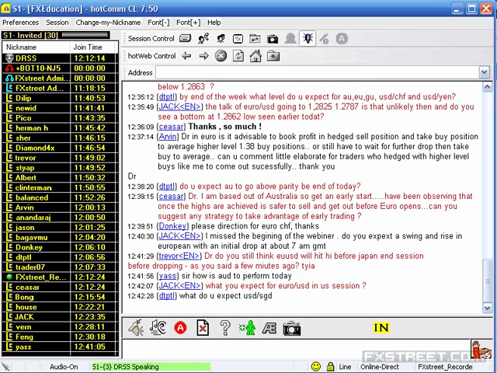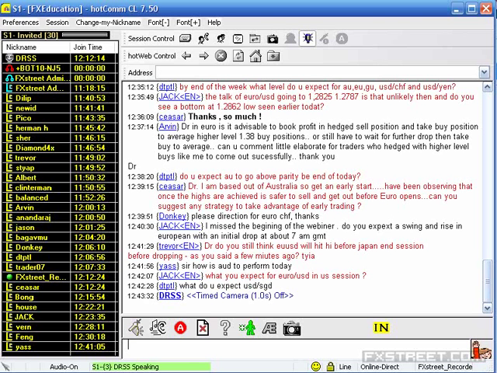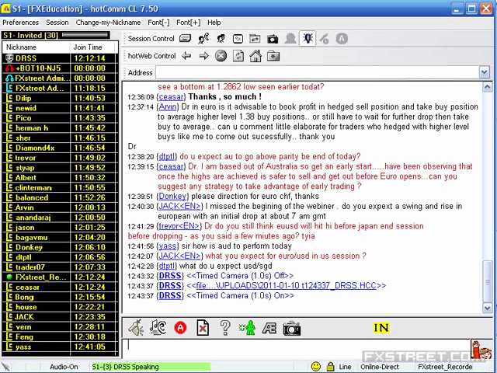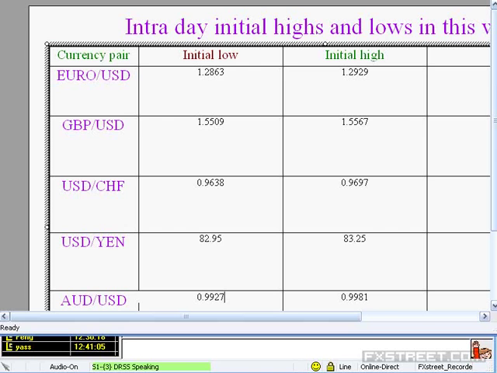What do you expect of Euro in the US session? I am expecting a rise during the US session. Then what do you expect of USD Singapore dollar? Singapore dollar is expected to gain the levels. So let me go back to the PowerPoint presentation.